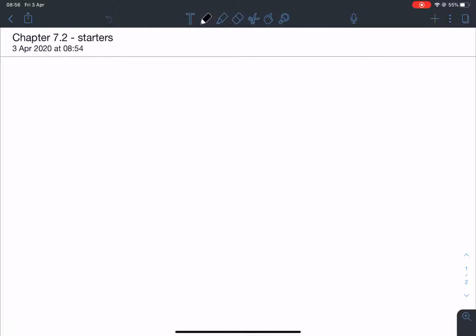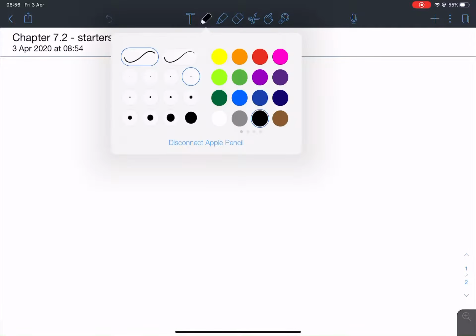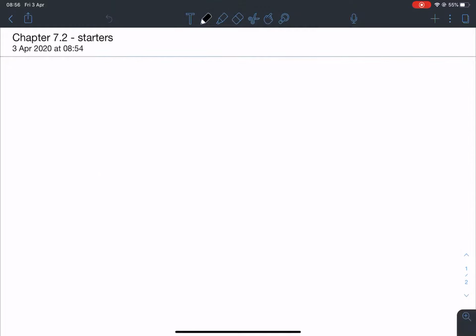Okay, so here we go with the starter activities to go with chapter 7.2. Feedback on these is really useful because it tells me which things to carry on doing. So, usual routine, I'll write out the question, you pause it, try it, the answer will follow.